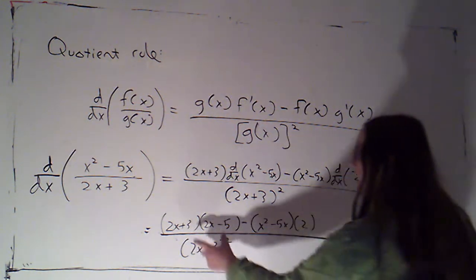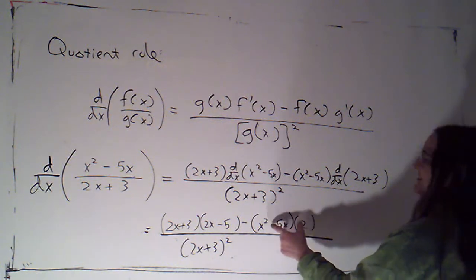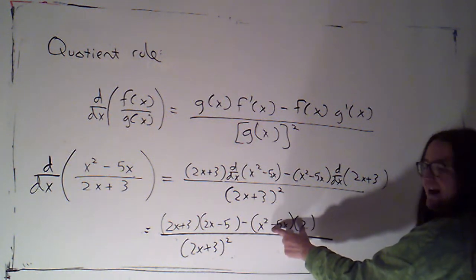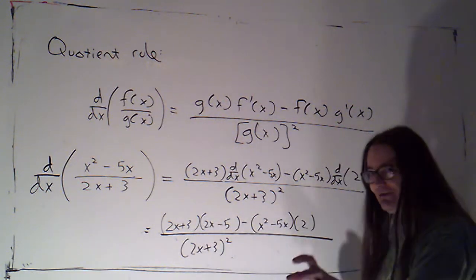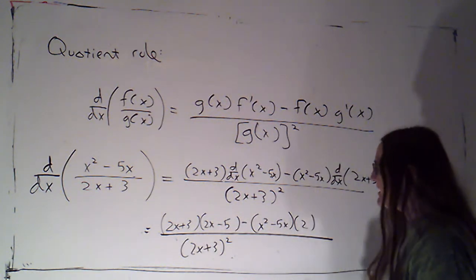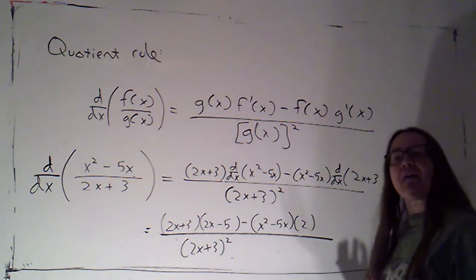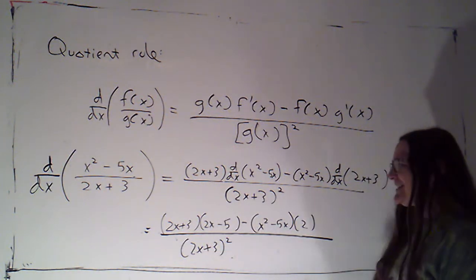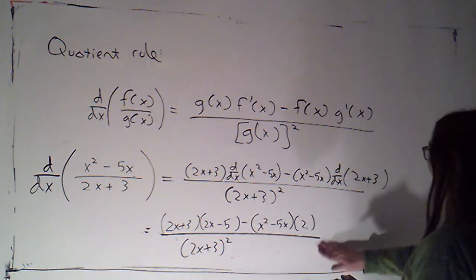Because right now, I have a product. That's a constant multiple, so it's a product where one factor is a constant. 2x plus 3 squared, that's a product, because that's 2x plus 3 times 2x plus 3. I've got 3 products inside of my quotient. If I wanted to take the derivative of that, that's an awful lot of work. It might be simpler to multiply things out.